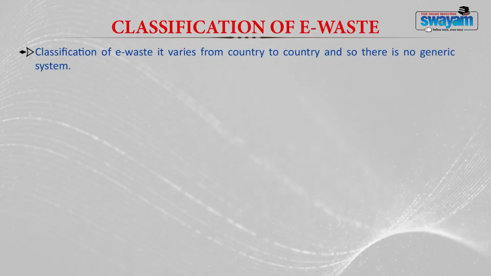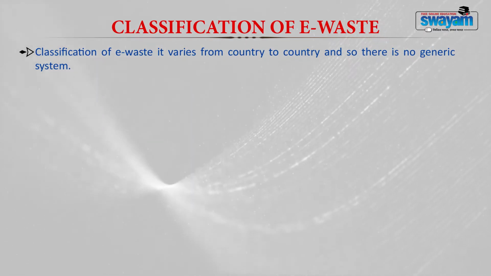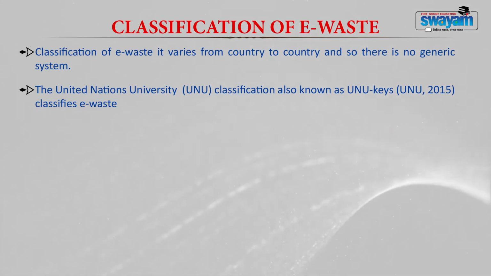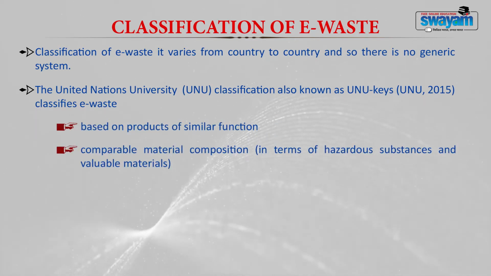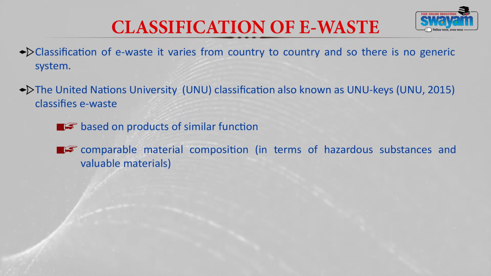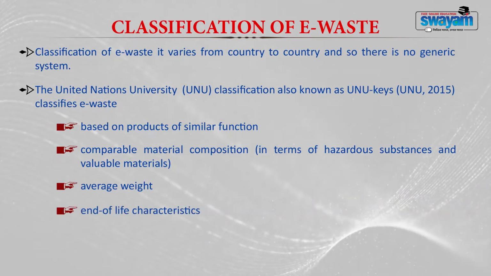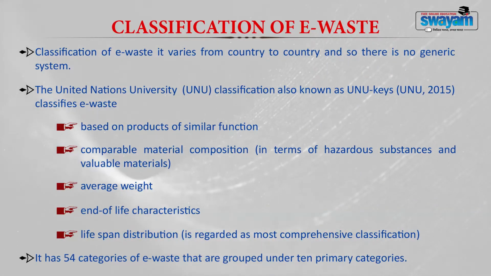Now, let us discuss the classification of e-waste. There is no specific or generic system of classification of e-waste and it varies from country to country. The United Nations University Classification, also known as UNU keys, classifies e-waste based on certain categories. 1. Based on products of similar function. 2. Comparable material composition, that is in terms of hazardous substances and valuable materials. 3rd, average weight, end of life characteristics, lifespan distribution. According to this, it has almost 54 categories of e-waste that are grouped under 10 primary categories.